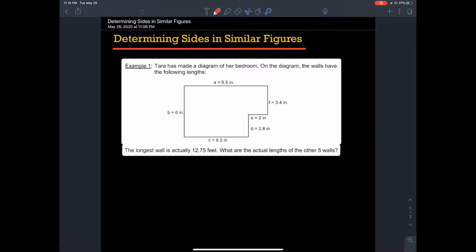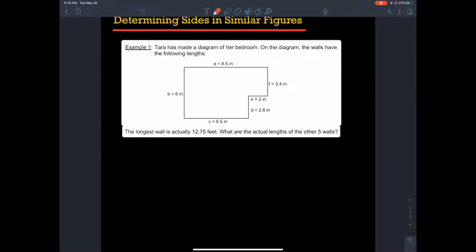So I'm going to label each of these sides here. We've got A, B, C. Oh, actually, sorry, they're already labeled. I'm going crazy. Mr. Carroll's going crazy. Okay, they're already labeled, just super nice.